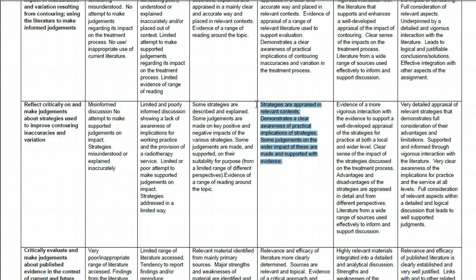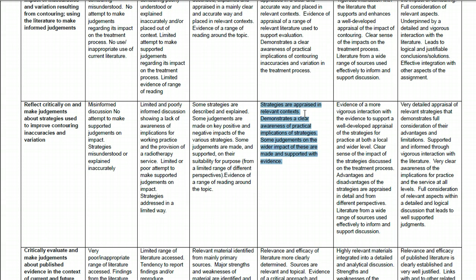Strategies are appraised in the relevant context, so it's looking at the context in which those strategies were implemented and appraising them within that context. Demonstrate a clear awareness of the practical implications of these strategies. So if you were to implement these strategies, what are the practical resources and implications for doing that? Make judgments on the wider impact of these and support with evidence.